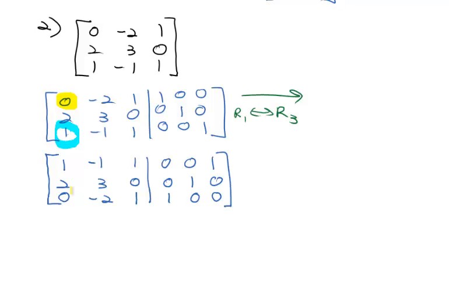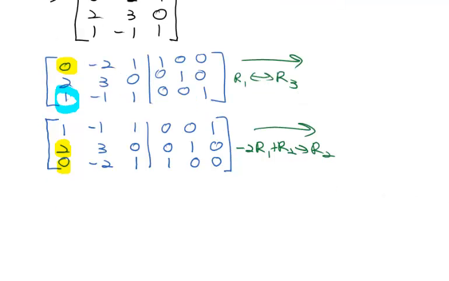Now that we've got our 1, we want to get zeros everywhere else. The bottom left's already a 0. That's nice. We only have to fix the center left, that 2. So the opposite of 2, negative 2, is what we multiply the pivot, row 1, by, and add it to row 2 to get our new row 2.